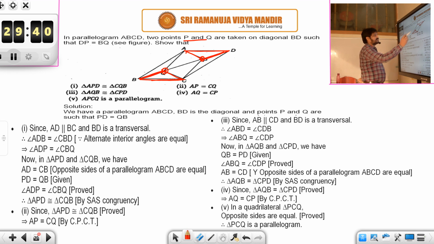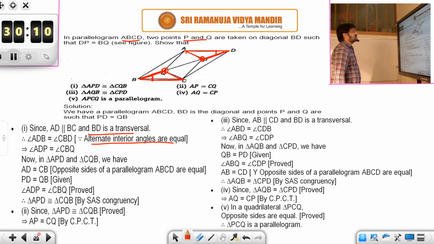So first of all, given ABCD is a parallelogram, so we know that opposite sides would be parallel and equal. So consider AD and BC as parallel lines and BD as a transversal. If you consider BD as a transversal, now we know that angle ADB will be equal to angle CBQ, right? Because they are alternate interior angles. And then, so angle ADP will be equal to angle CBQ, right? It is the same angle.